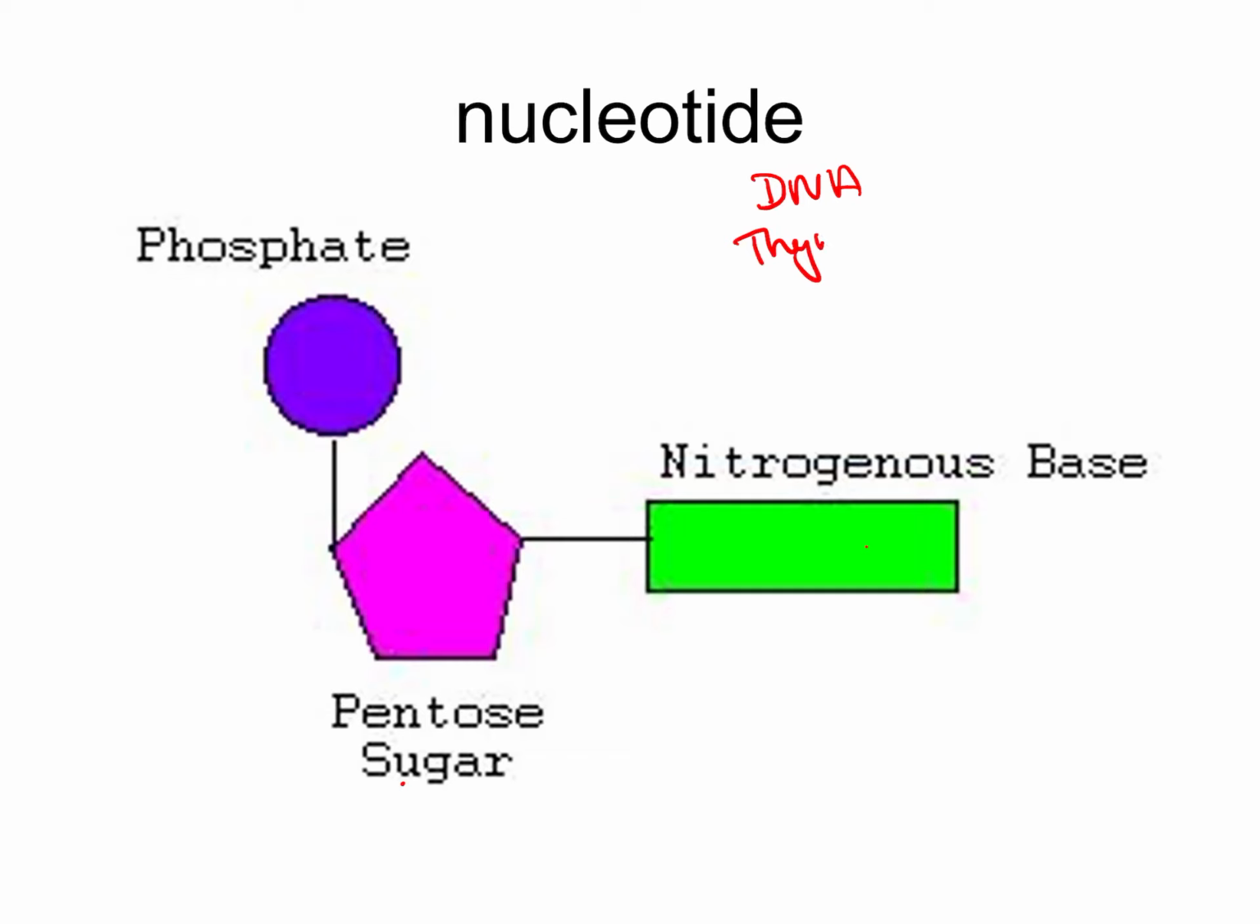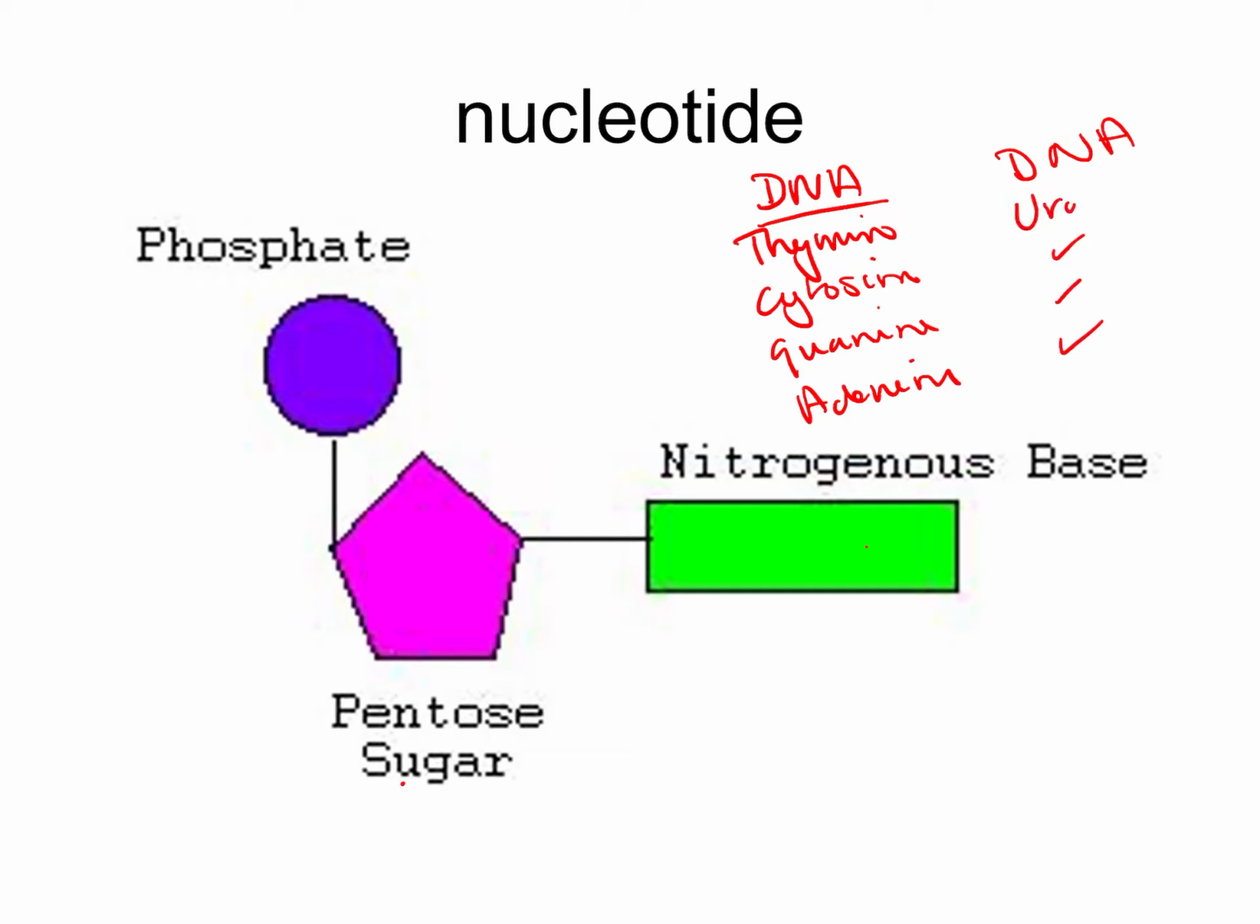And there are 4 different nucleotides for DNA, and the nitrogenous base varies. So you either have thymine, cytosine, guanine, and adenine. Whereas in RNA, you've got that one, you've got that one, you've got that one, but instead you've got uracil, which I'm going to show you in a minute is very, very similar.